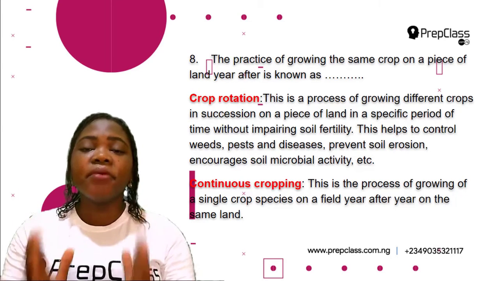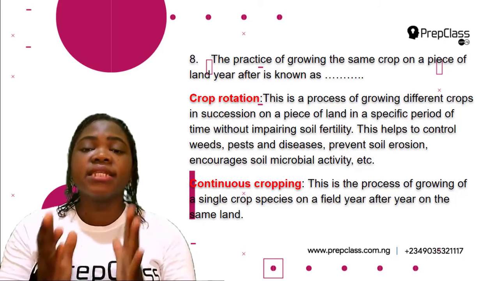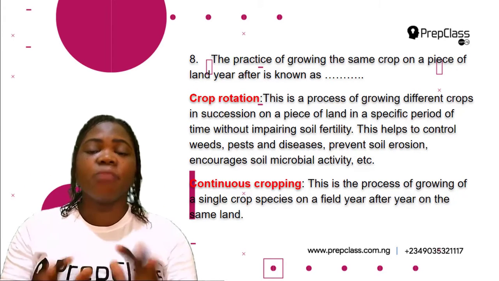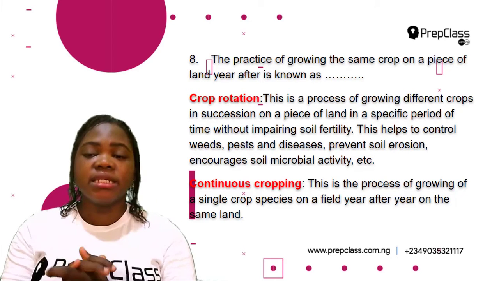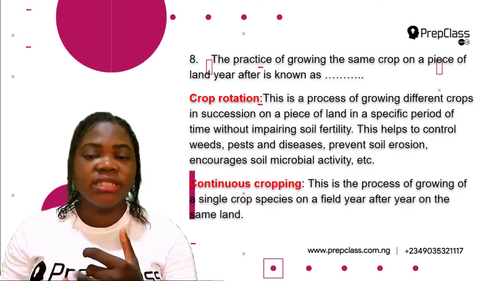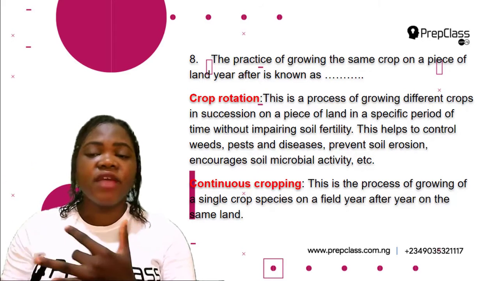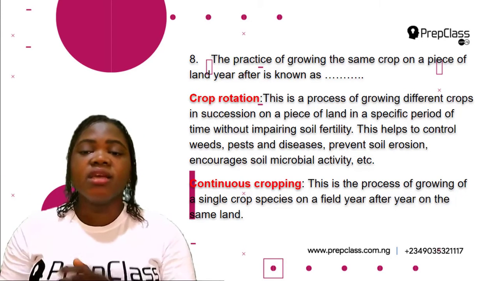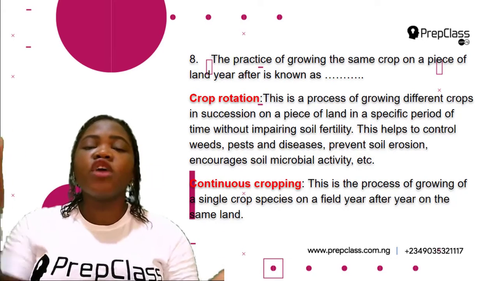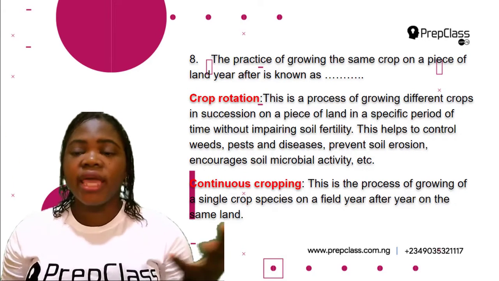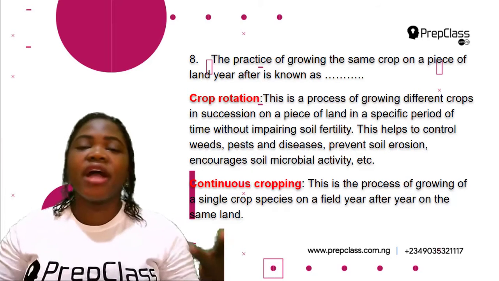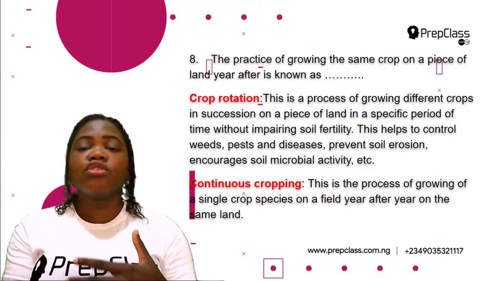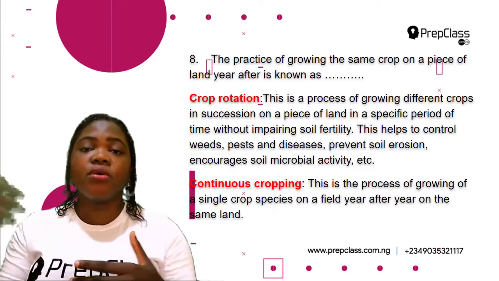Crop rotation is a process of growing different crops in succession on a piece of land in a specific period of time without impairing soil fertility. This helps to control weeds, pests, and diseases, prevent soil erosion, and encourages soil microbial activity. So this is growing of crops in succession. Okay, so one after the other, you are growing one crop after the other. Maybe this year you grow groundnut, the next year you grow cotton.